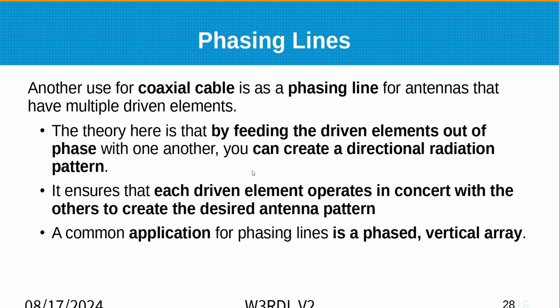Another use for coaxial cable, where you care about the length, is for a phasing line. So we talked about the vertical arrays, where you're going to feed one of them at 90 degrees or one of them at 180 degrees. You do that with a phasing line. So you actually use a length of coax that's for whatever frequency you want, and it gives you that amount of phase shift. So you feed one directly, and then you feed one through a longer piece of coax in order to get the 90 or 180 degree phase shift.